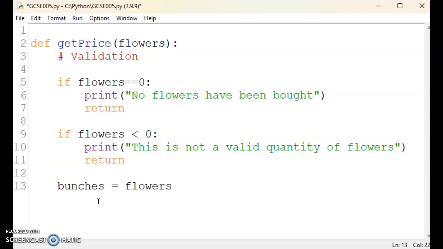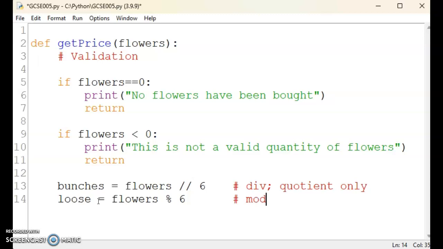In order to divide by 6 and keep only the whole number part, we use the div operator like this. Okay, so this is the use of the div operator. It gives you the quotient only. Okay, so if we then want to know how many loose flowers that leaves left over, then you can take the number of flowers and you can divide by 6 and observe only the remainder. So if we do that, that's called use of the mod operator, and it's the remainder only.